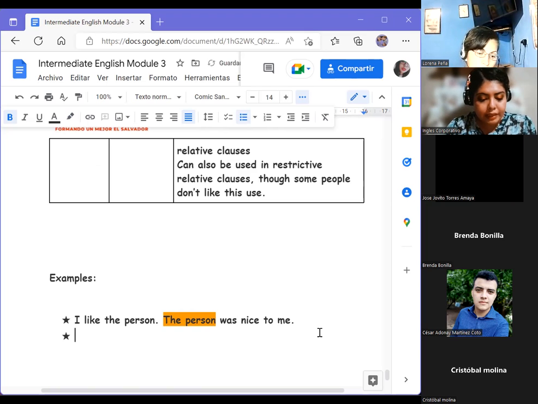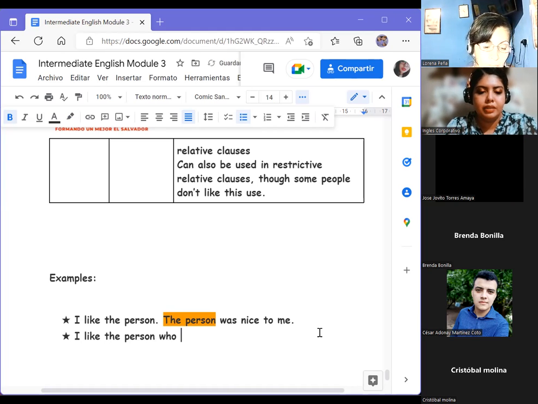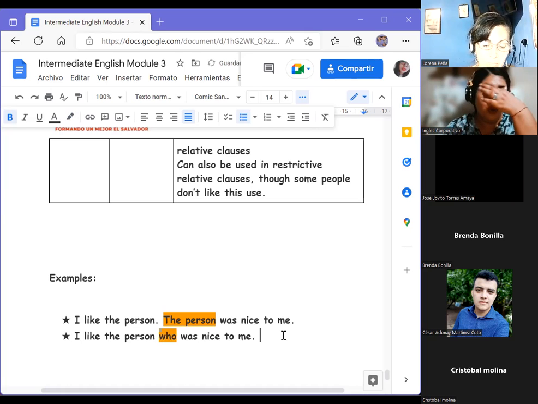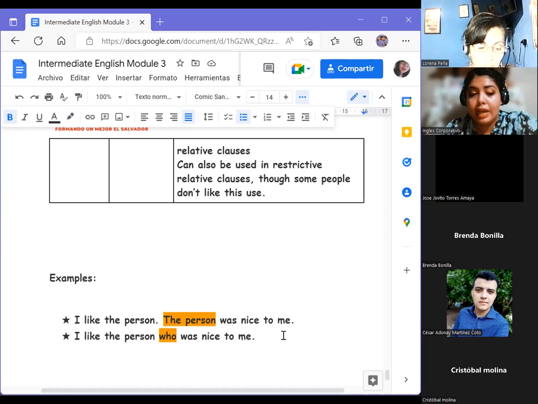Then it says, I like the person who was nice to me. So in that case, we are not using the person as our subject. In that case, we're using who, that represents the person that was really nice to us.